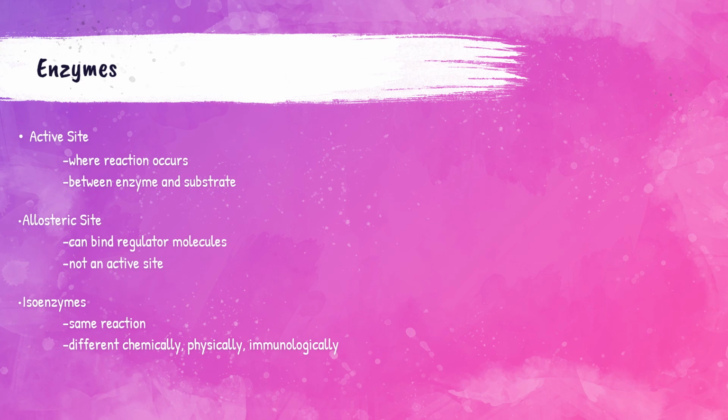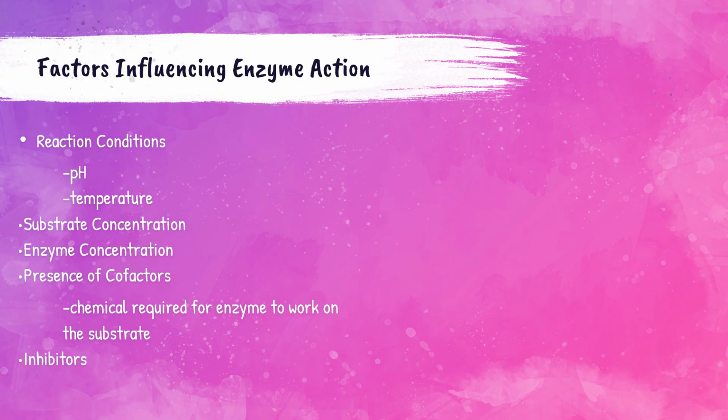Now, the term isoenzyme also comes up when discussing enzymes. Isoenzymes are molecules that catalyze the same biochemical reaction as the enzyme, but are different from that enzyme either chemically, physically, or immunologically. So in the clinical laboratory, we can test for different enzymes and some of their isoenzymes as well. There are a number of factors that influence the action of enzymes.